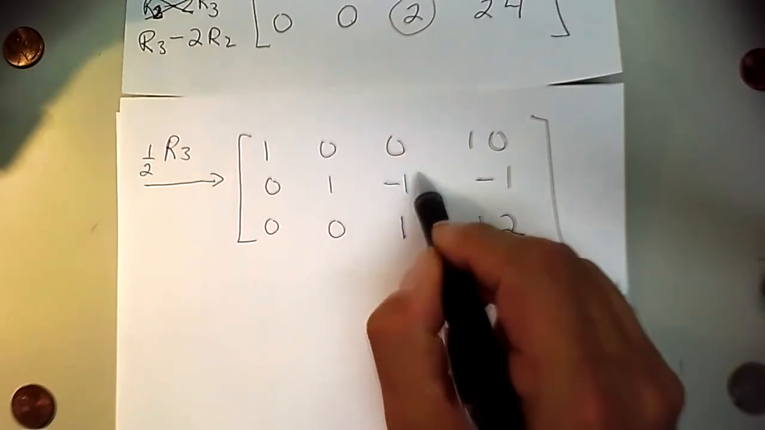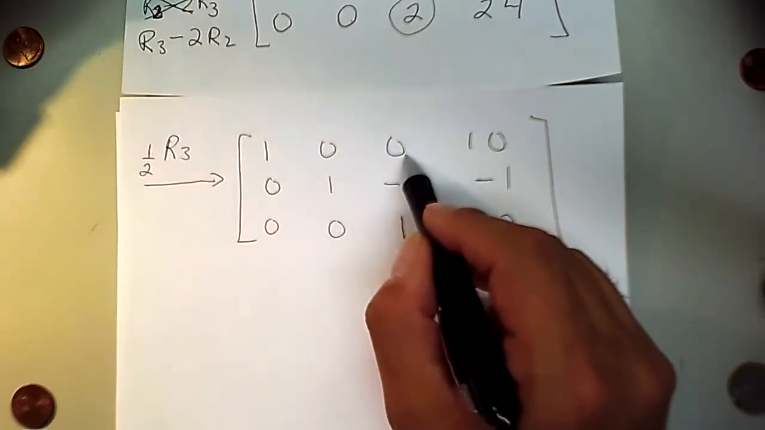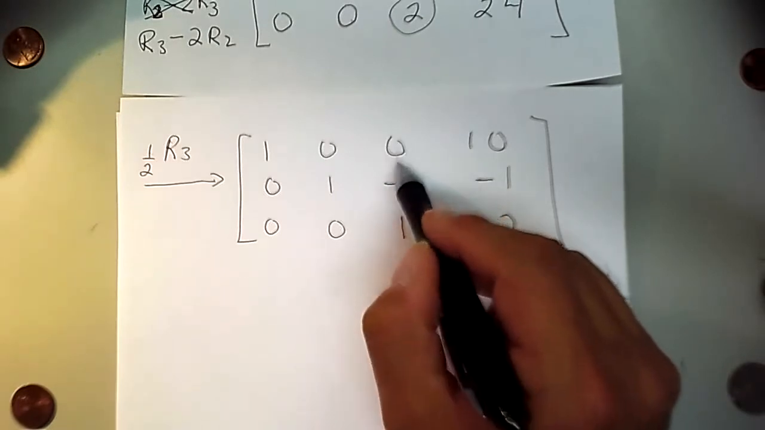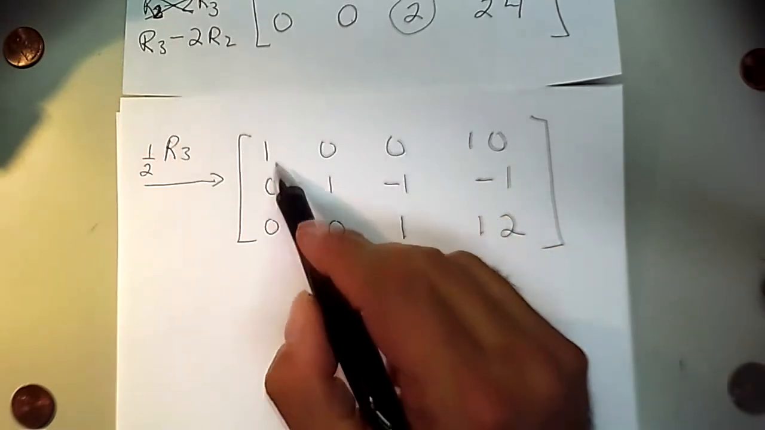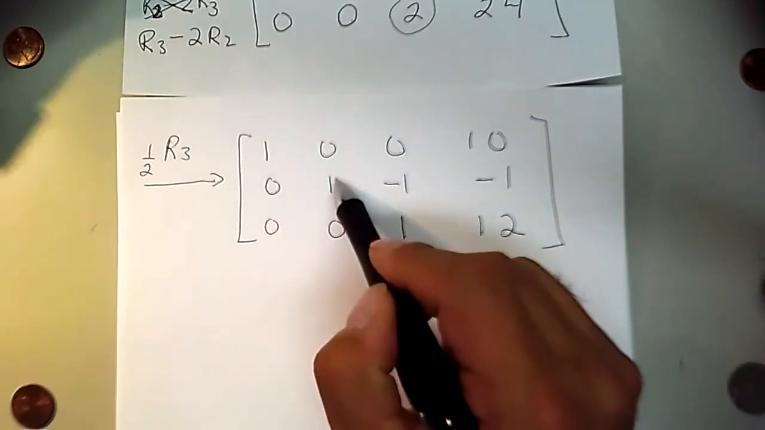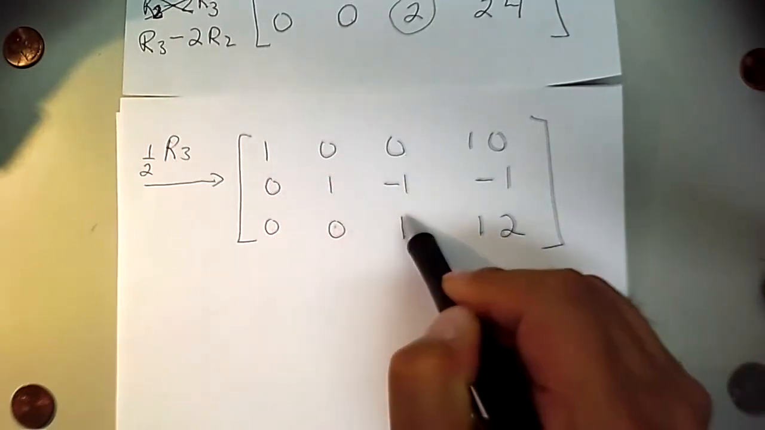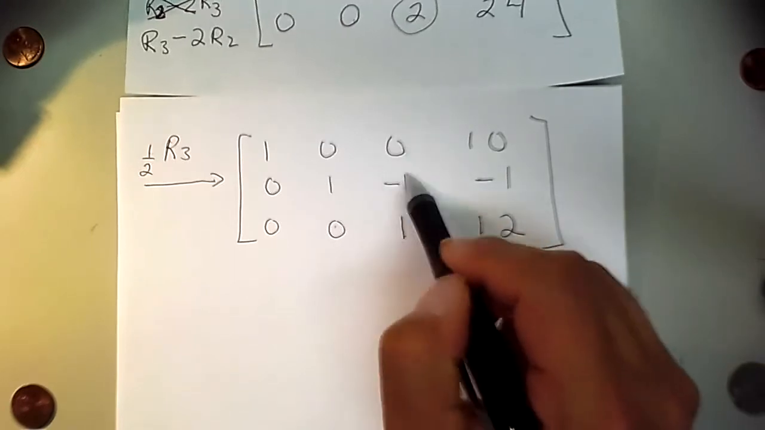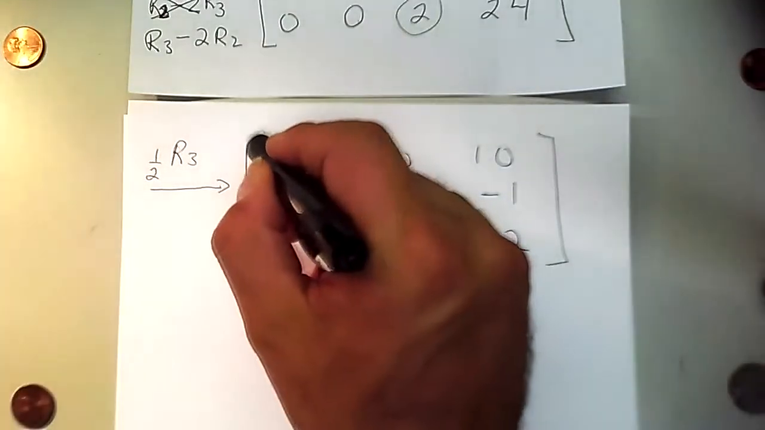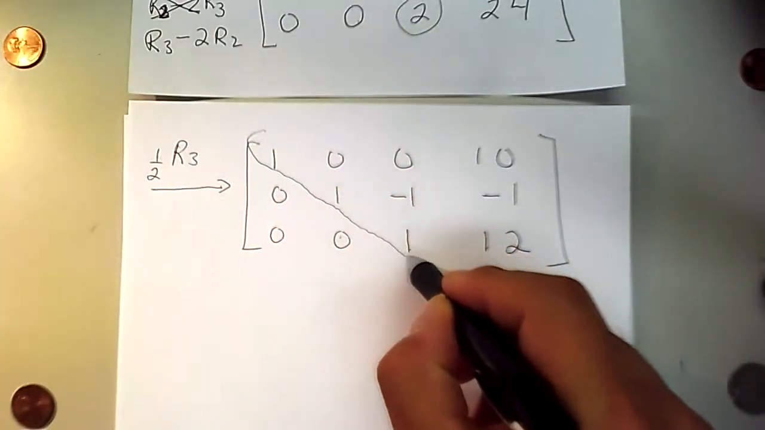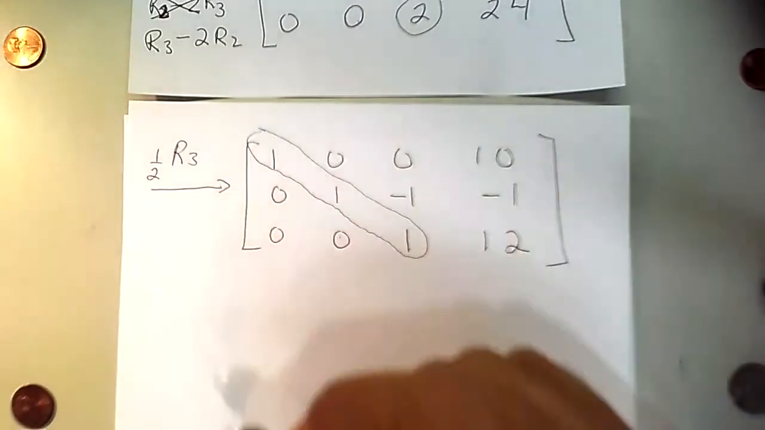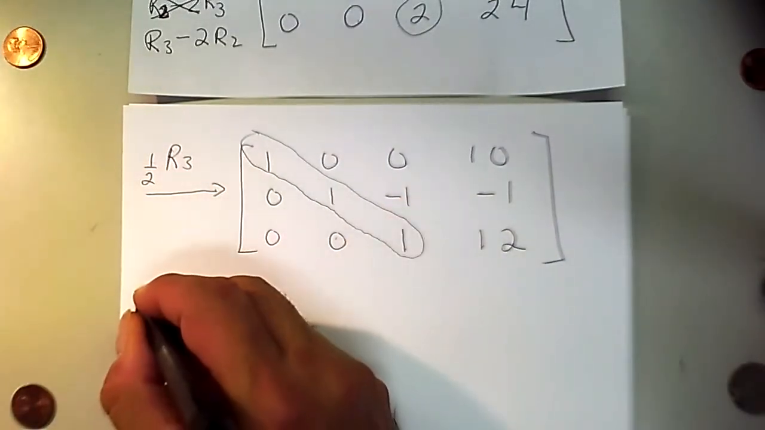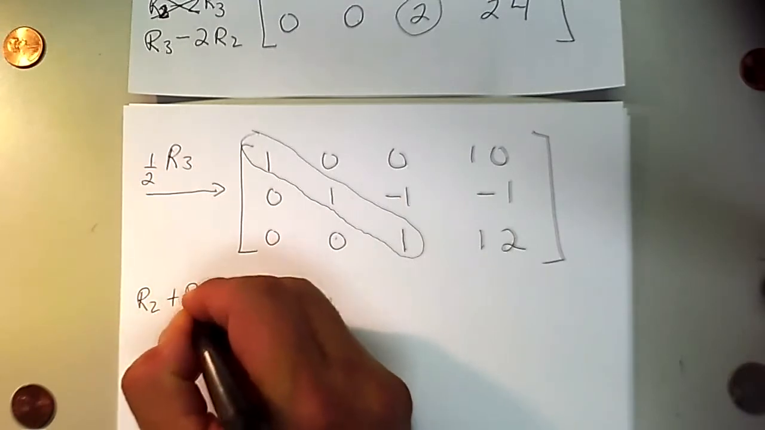So we want zeros here. We already have a 0 there, so we don't have to work for that, but we want a 0 here. So we want zeros above and below ones. Below this 1, there are zeros. Above and below this 1, there are zeros. Above this 1, there's a 1, but we want to convert this into a 0. And ideally, we want the ones to be going down in a diagonal, like so. So the way we turn that into a 0 is by adding R3 to R2.